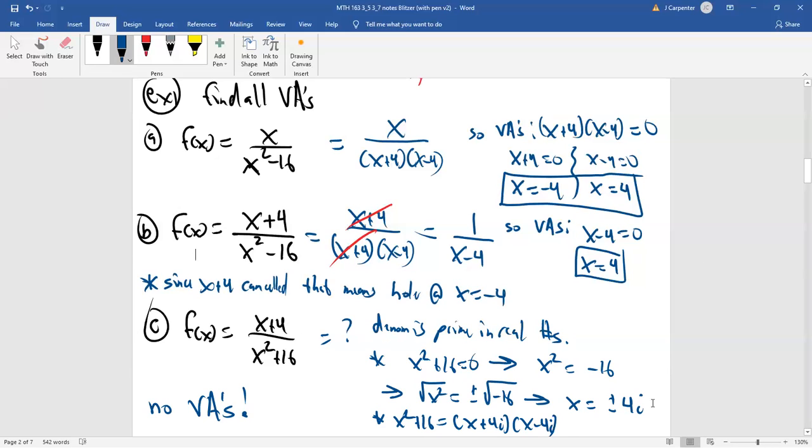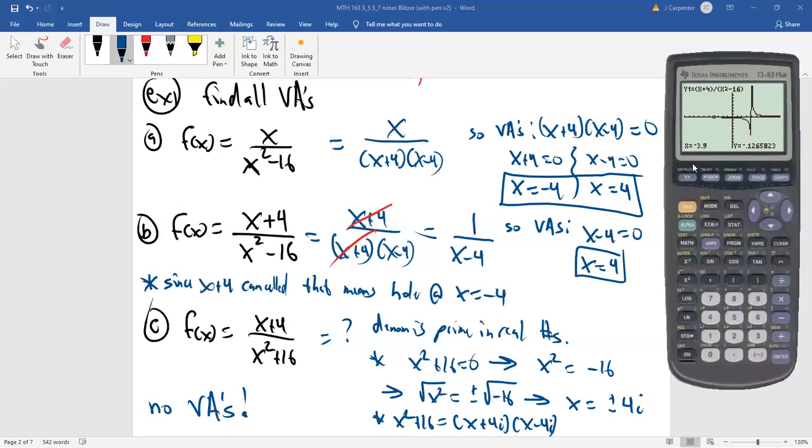Don't trust me? I hope you trust me by now. But no, the point is, you want to see this. x plus 4 divided by parentheses x squared plus 16. That's good.